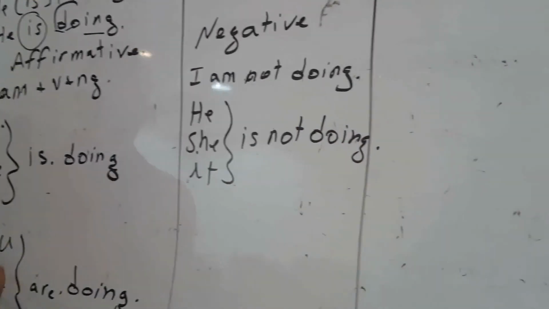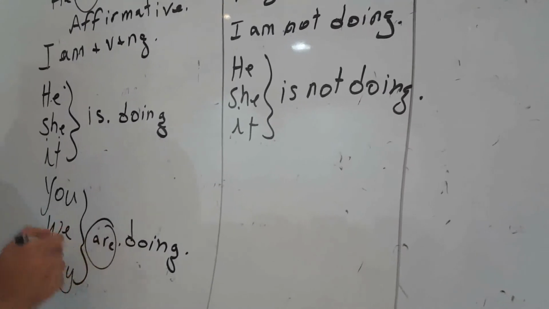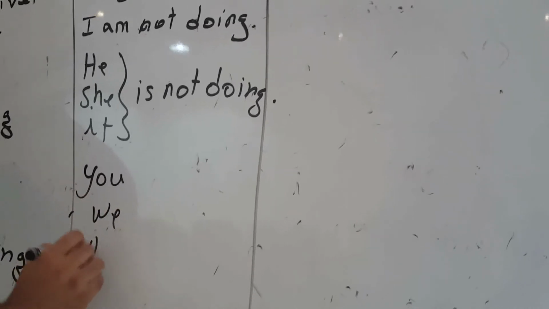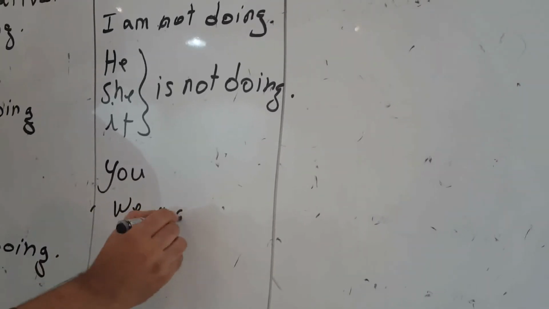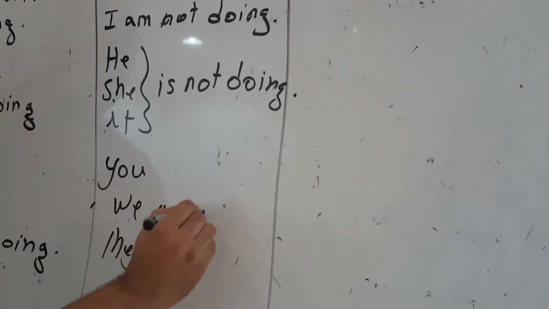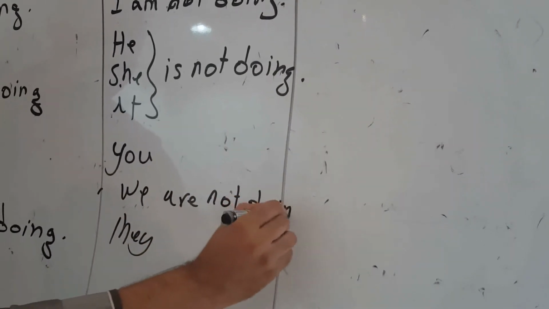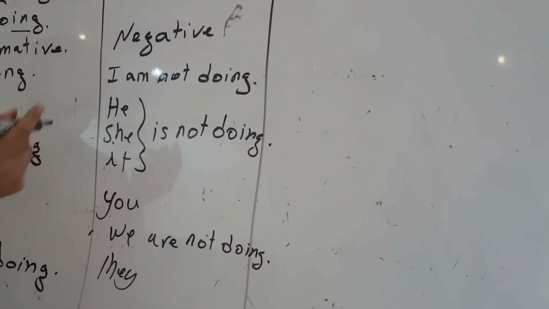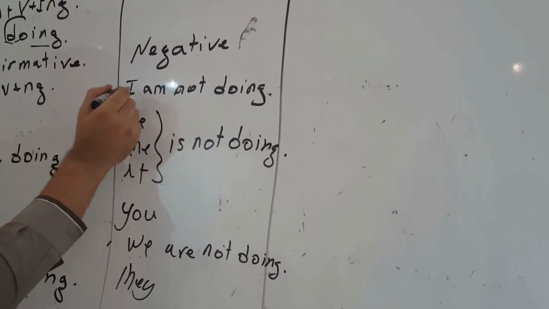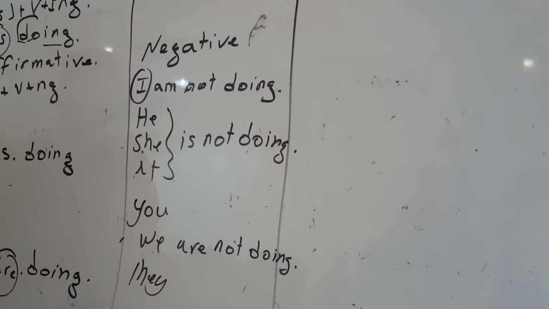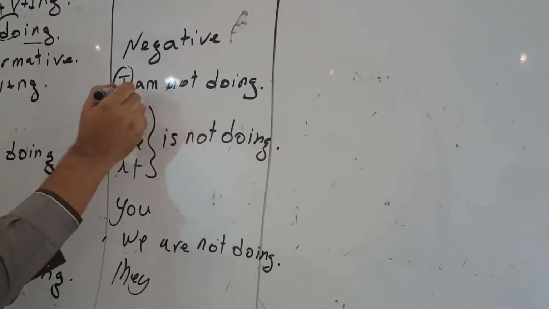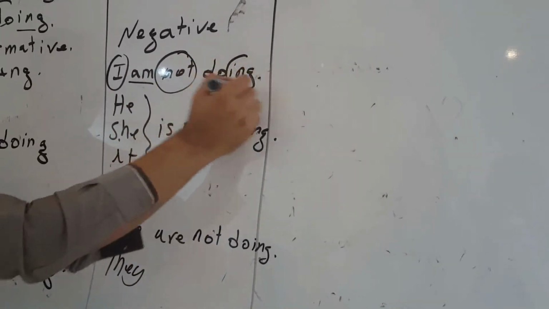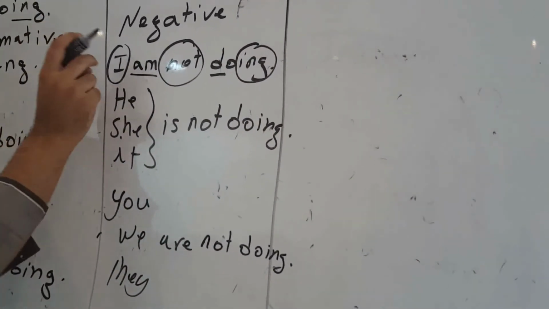You, we, and they, all of them are used with are. We just add not. You, we, and they are used with are, we just add not. We are not doing. What's important is that we follow the formulation. We use the personal pronoun or the subject, that can be replaced by a name, plus to be, with I we use am, then not, plus verb, plus ing. This is concerning the personal pronoun I.